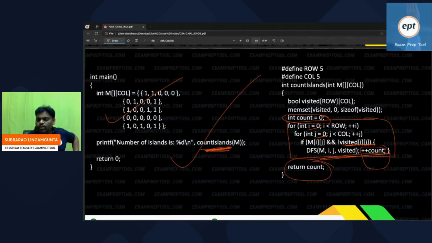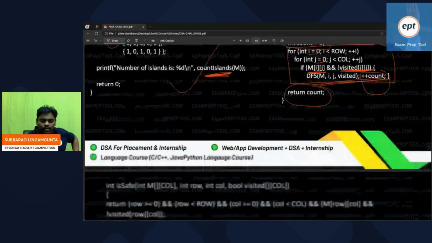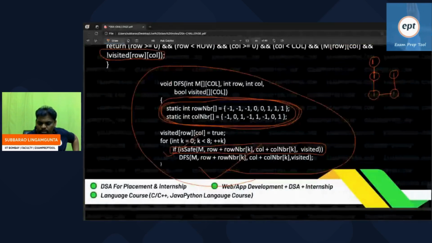Some rules and regulations. First of all, verify this one. Whoever you want to try, first verify: is he one? Yes, one. And is he not visited? Yes. First of all, whoever you want to go further, you want to count it as an island. Is he one or not? Yes. Is he not visited? Yes. Then call DFS. In the DFS algorithm, it will check all neighbors.